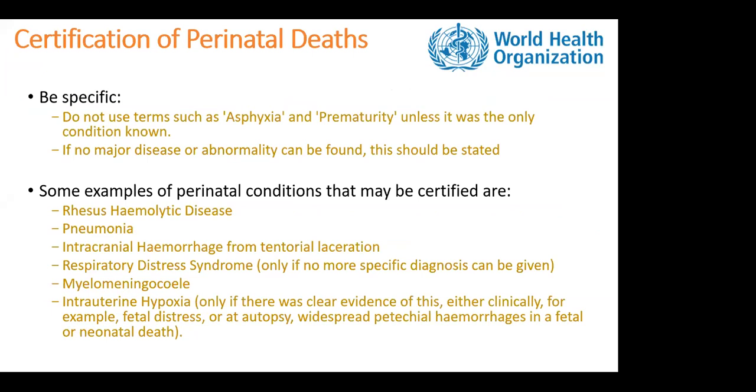Again, be specific. Do not use terms such as asphyxia and prematurity unless it is the only known condition. If no major disease or abnormality can be found, just state you didn't find any abnormality. Some examples of perinatal conditions that may be certified are rhesus hemolytic disease, pneumonia, intracranial hemorrhage, respiratory distress syndrome, meningocele, intrauterine hypoxia, and so on.